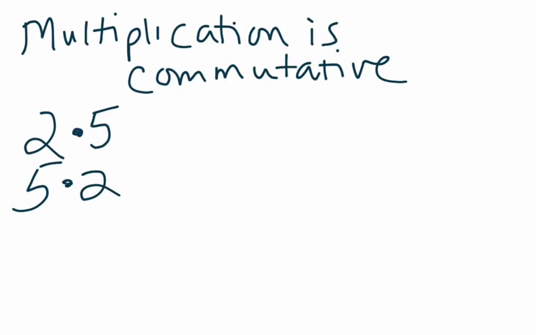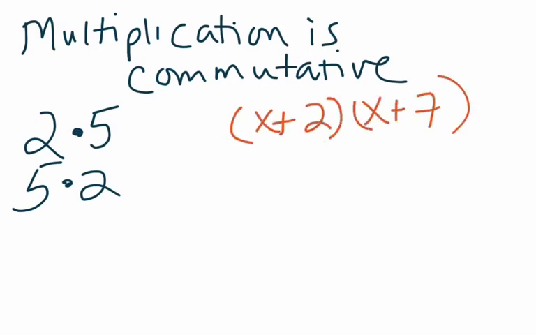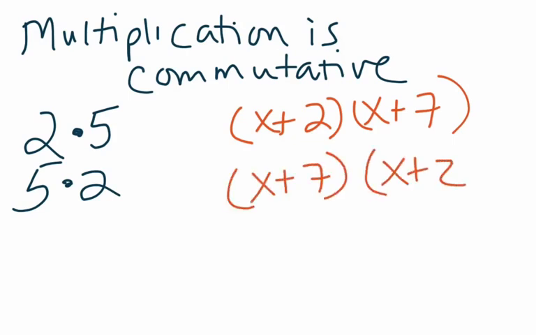What that means for us in this lesson is that if you have x plus 2 times x plus 7, that is the same thing as x plus 7 times x plus 2. Because remember, this is just multiplication in between there. That's the operation that's happening. And so the same property that allows you to switch the order on just numbers also allows you to switch the order on your binomial expressions. And that's because math is consistent and the rules stay the same.